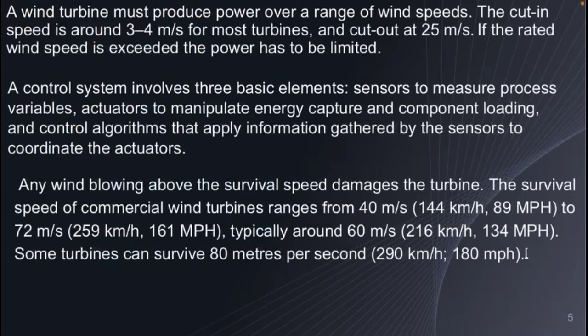Any wind blowing above the survival speed damages the turbine. The survival speed of commercial wind turbines ranges from 40 m/s to 72 m/s, typically around 60 m/s. Some turbines can survive 80 meters per second.